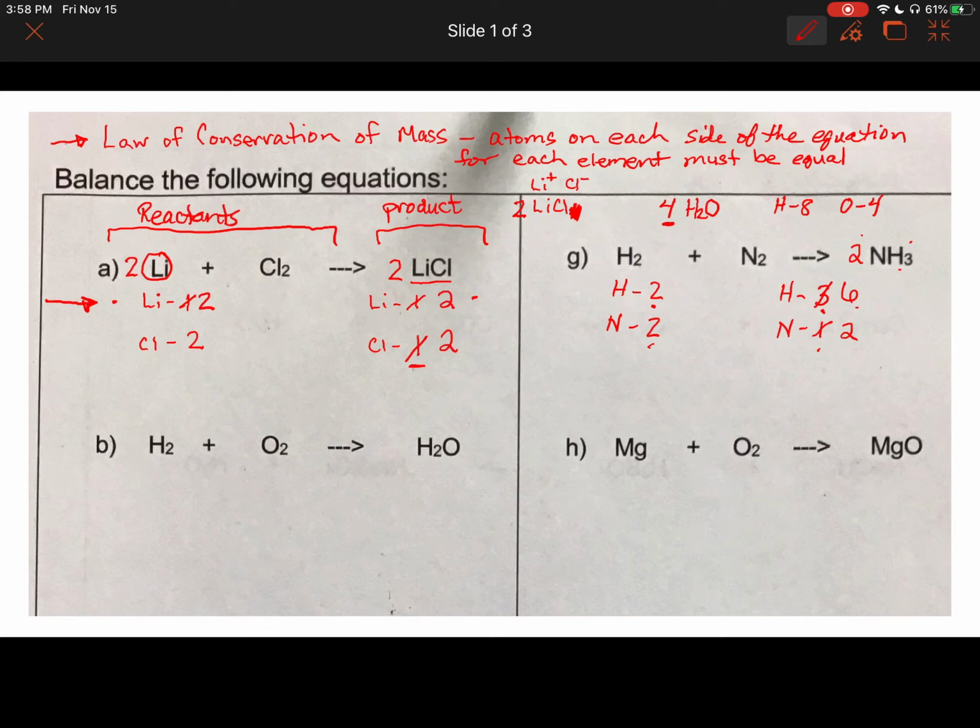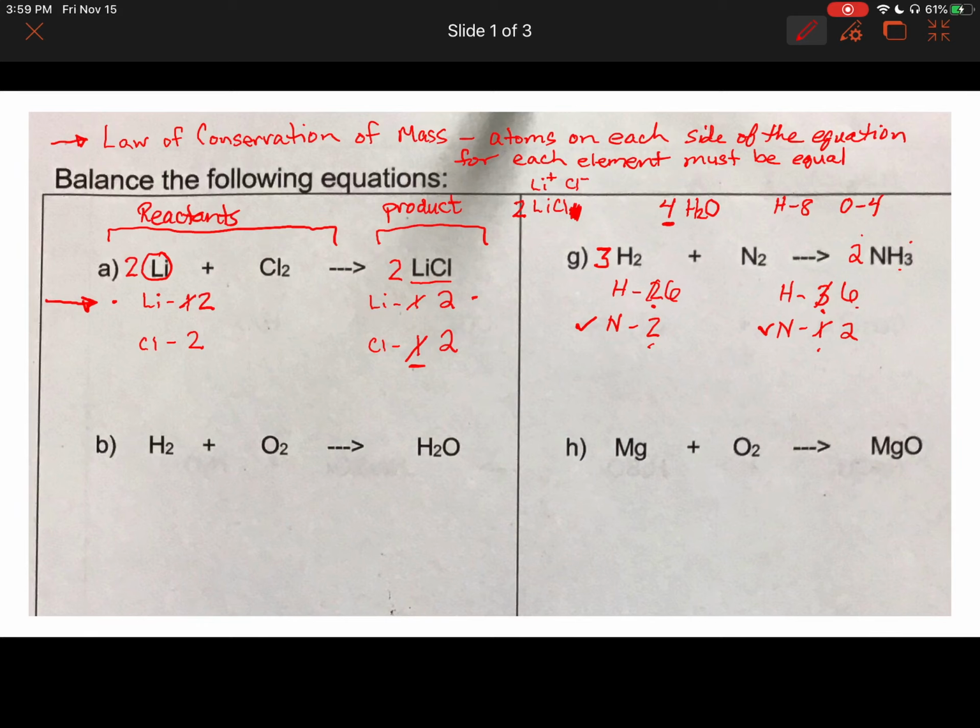So now my nitrogens are equal, those are good, and my hydrogens are not. So on the product side, I have 6 hydrogens and I only have 2 on this side, so what I can do is put a 3 there. And now I have 6. And now this one is balanced.